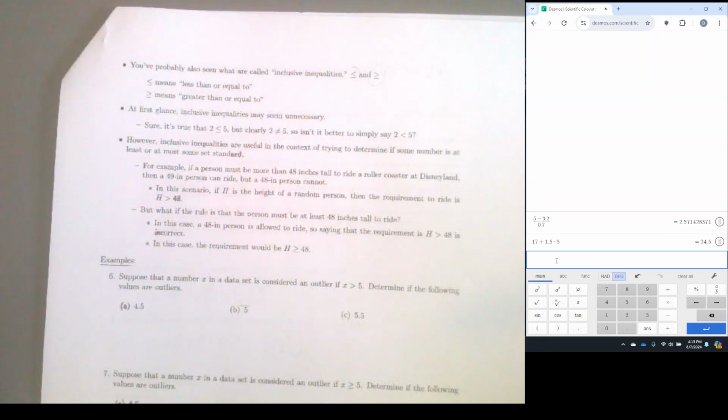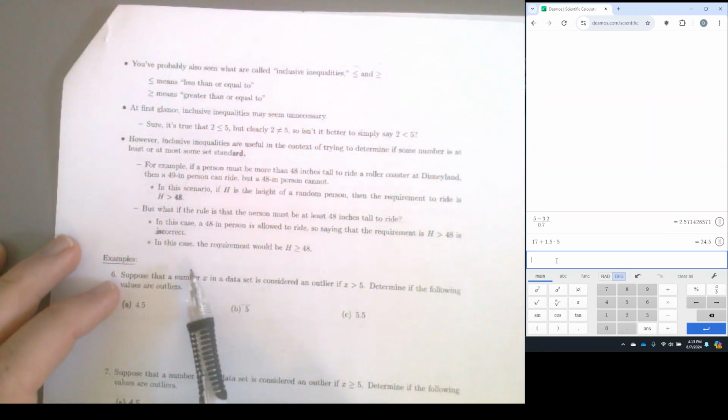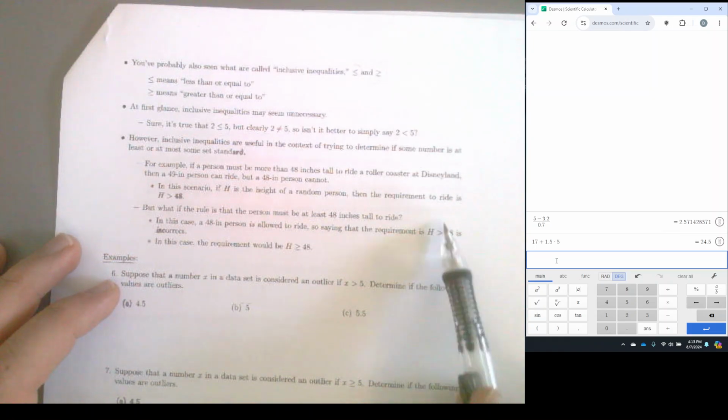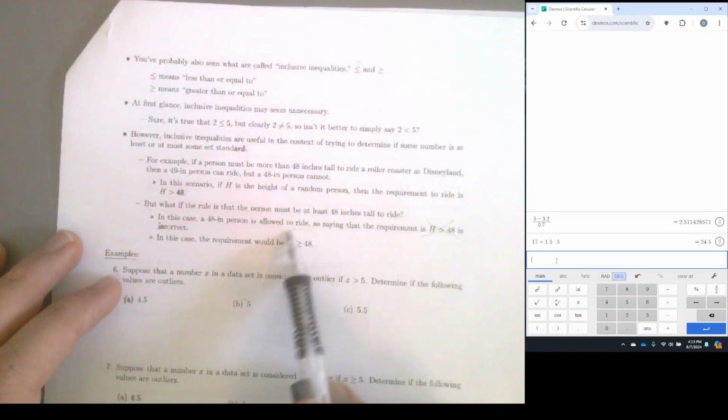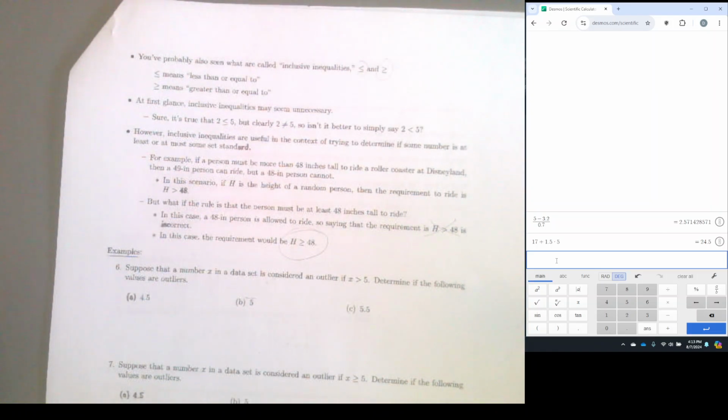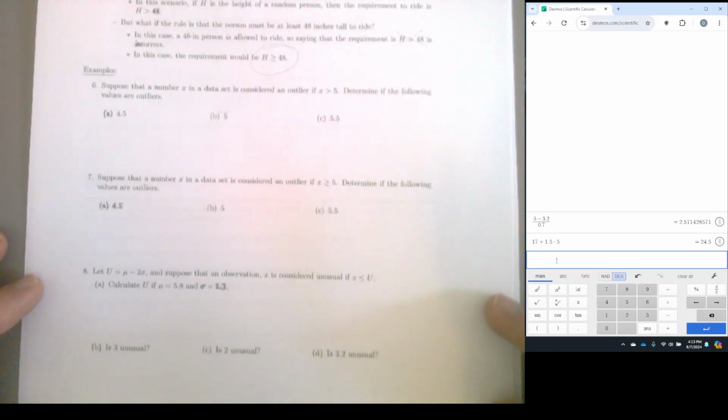But if they're 48 inches, they can also ride, because if they're 48 inches tall, then they are at least 48 inches tall, right? And so the requirement to ride the ride would no longer be h greater than 48. It would be h greater than or equal to 48, right? And that's why those inclusive inequalities are useful, okay? They're useful symbols for us. So with that in mind, let me just give you some examples, and then we'll be done with this review.